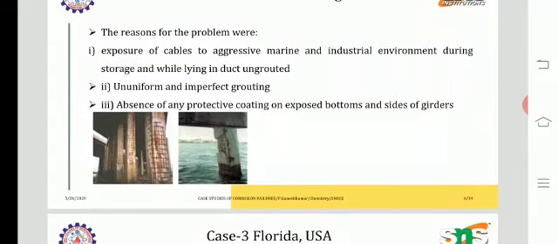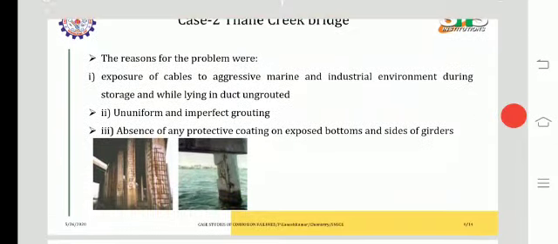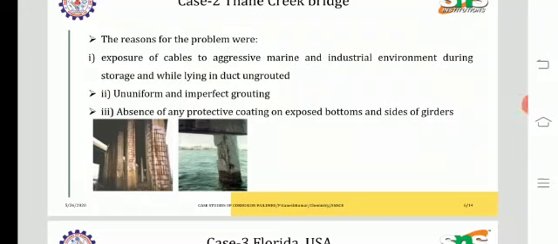The problem is the exposure of the cables to the aggressive marine and industrial environment. Usually the marine and industrial environment has adverse effects, because the marine water acts as an electrolyte which can aggravate or increase the corrosion level. Under non-uniform and imperfect grouting, and the absence of any protective coating on the exposed bottoms and sides of the girders, these things played a major role in the destruction in this particular case, the Thane Creek Bridge.